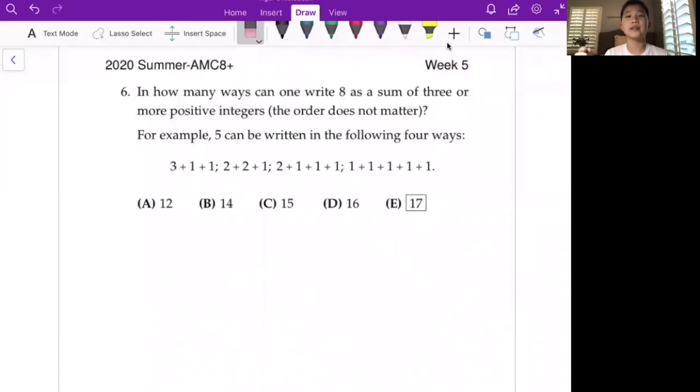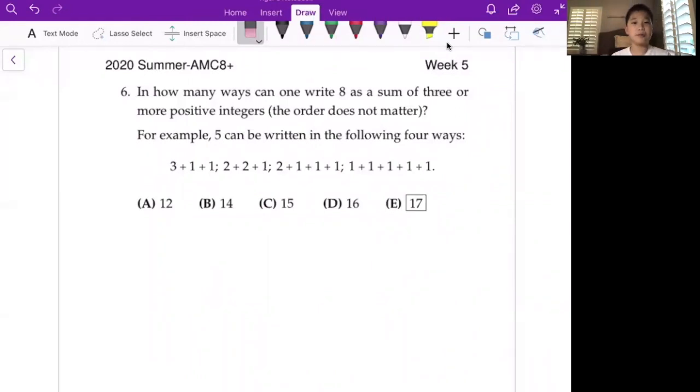Problem 6. In how many ways can one write 8 as a sum of 3 or more positive integers in which the order does not matter? For example, 5 can be written in the following 4 ways: 3 plus 1 plus 1, 2 plus 2 plus 1, 2 plus 1 plus 1 plus 1, and 1 plus 1 plus 1 plus 1 plus 1. Okay, so what is this problem asking for? The ability to count efficiently.